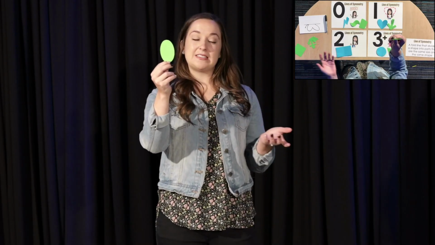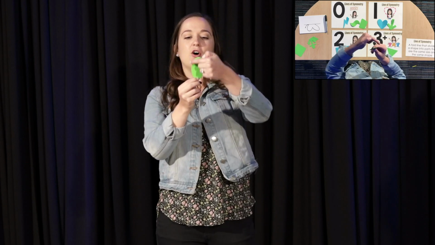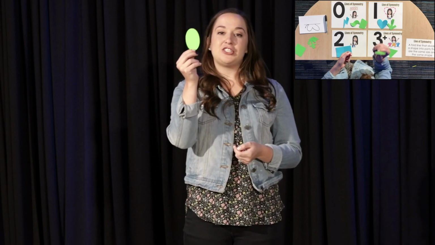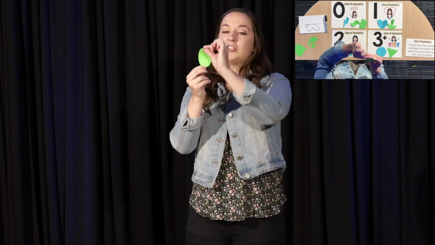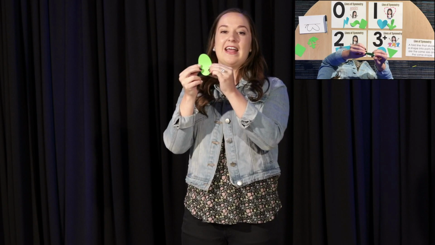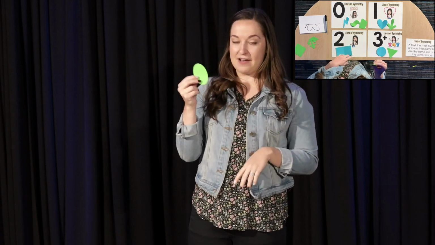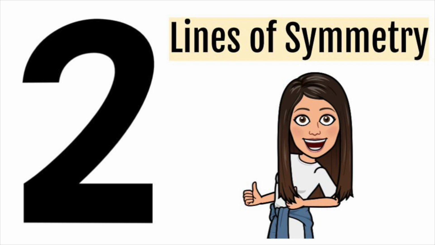Next, we look at this oval. We already looked at a circle, which is similar to an oval, except an oval is longer on one side and shorter on the other, versus being equal all the way around. There are only 2 ways to fold this oval. You can do it both horizontally and vertically. So there's exactly 2 ways to fold this in half. So there's 2 lines of symmetry.